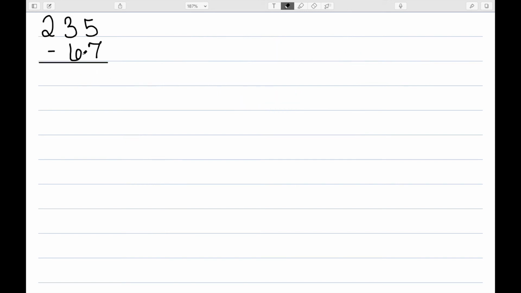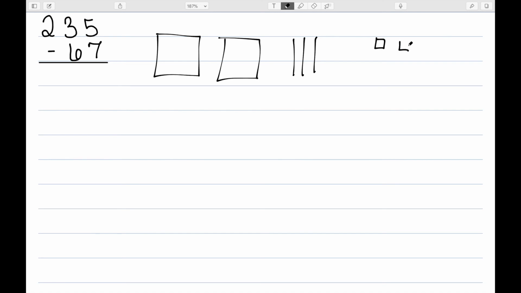This time I have 235 minus 67. So I'm going to build my 200, 30, and then 5. And we want to remove 67, so 6 10 blocks and 7 1 blocks. We don't have 7 1 blocks to remove, so I'm going to take one of these 10 blocks and break it up into 10 pieces.